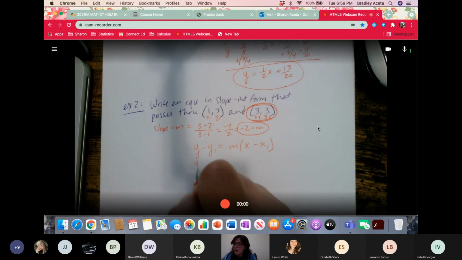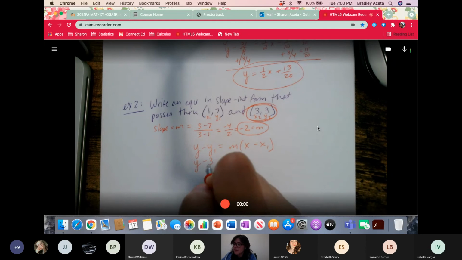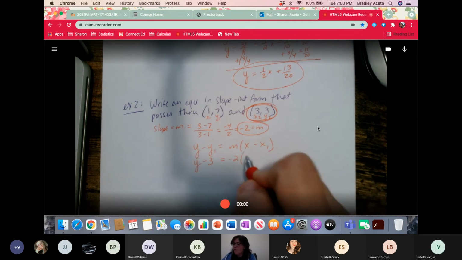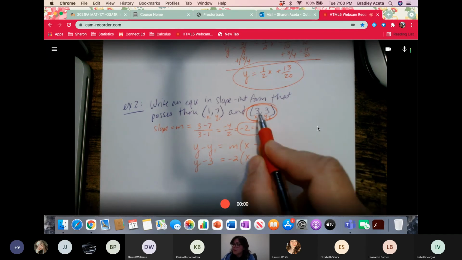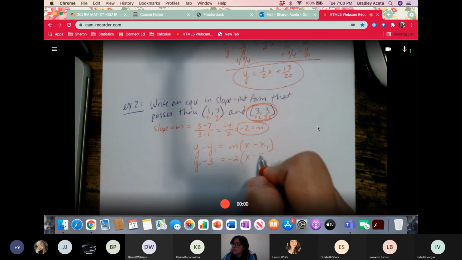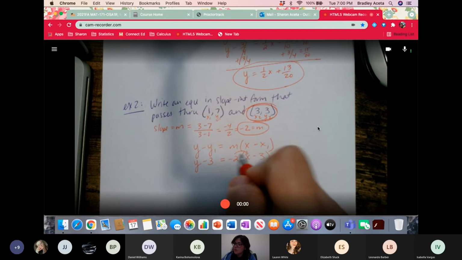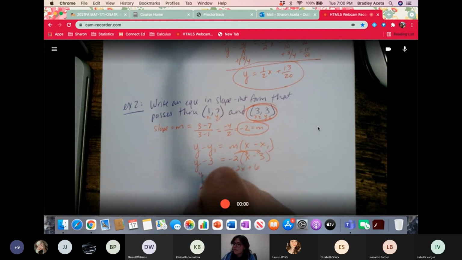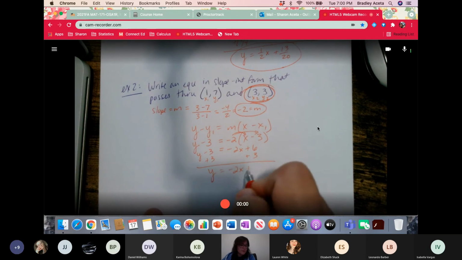So this y will stay y. This y1, even though I'm using y2, it's okay, will be -3. M, we found out, was -2. This first x stays x. And then this x1 or x2 right here, in this case I'm using, would be 3. And then again, you have to solve for y. So you have to distribute the -2. -2x plus 6. And then add the 3 over. So y equals -2x plus 9.